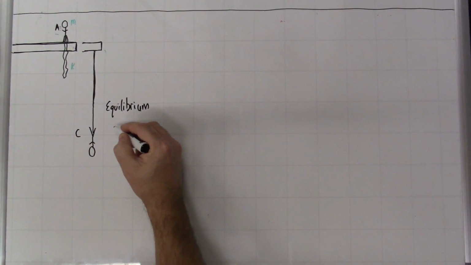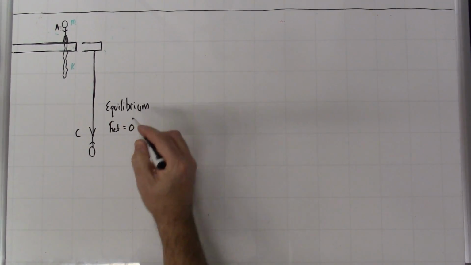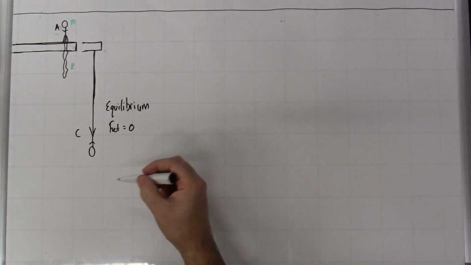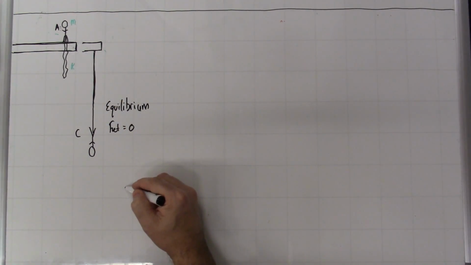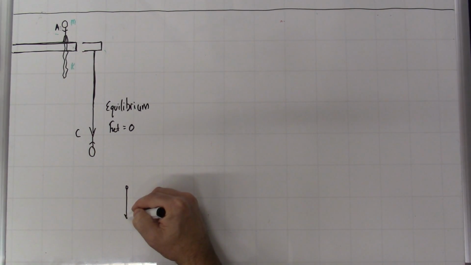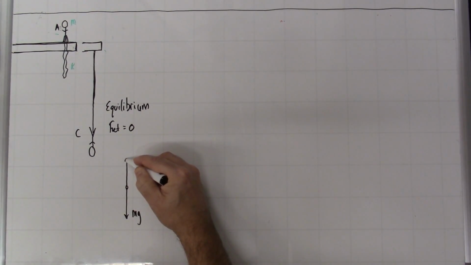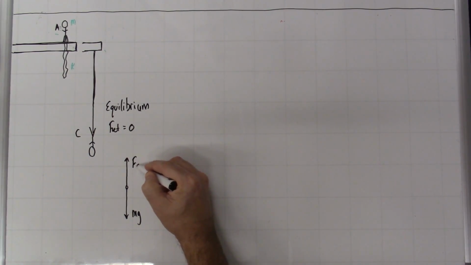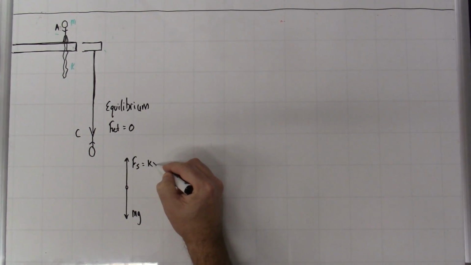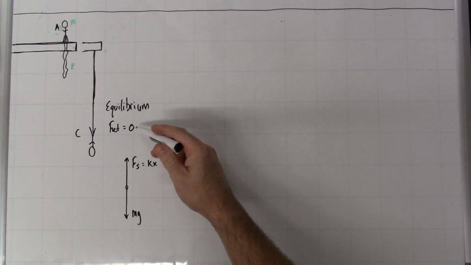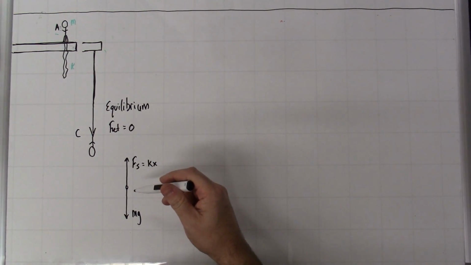We call it equilibrium, but that's when the net force is equal to 0. So if the net force is equal to 0, what does that tell you about the forces up and down? Well, it tells me that at this moment in time, the mg must be balanced out by the force by the spring, which is kx. And so we have balanced forces, net force is 0, acceleration is 0.